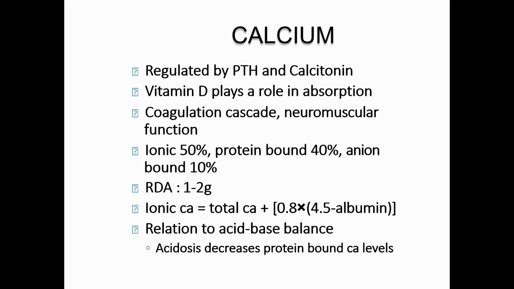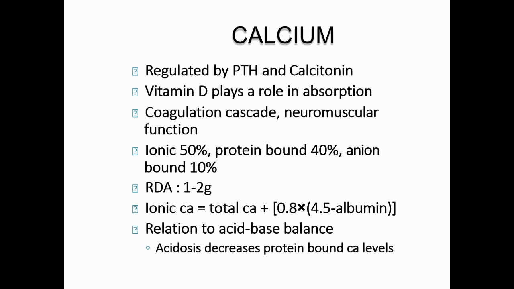In ionic form, it is about 50%; in the protein bound form it will be about 40%, and in the anion bound form about 10%. The RDA will be about 1 to 2 grams. Ionic calcium is calculated as total calcium plus 0.8 into (4.5 minus albumin). This is the formula for calculating ionic calcium.